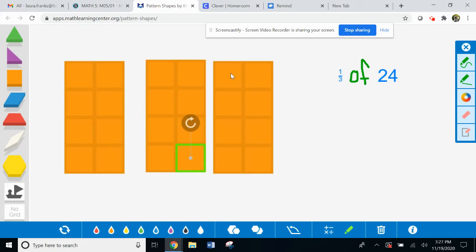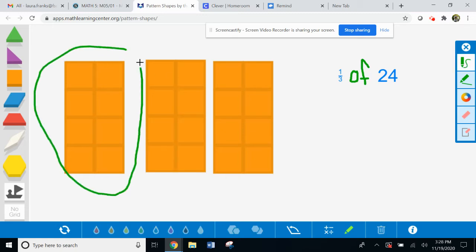So I would have 3 groups that have a 2 by 4 array. Well, I know 2 times 4 is 8. So I know one group of those, 1/3 of those, would be 8. So 1/3 of 24 is 8, because this is one group out of the 3 that I divided it into, which is what my fraction says. One group out of the 3 sections that I divided it into.